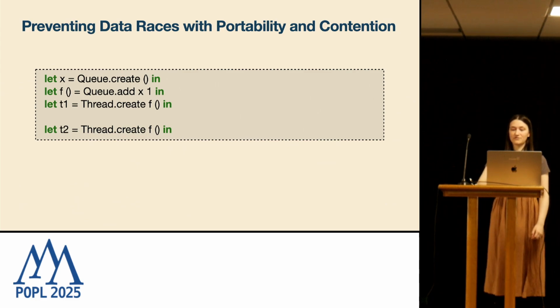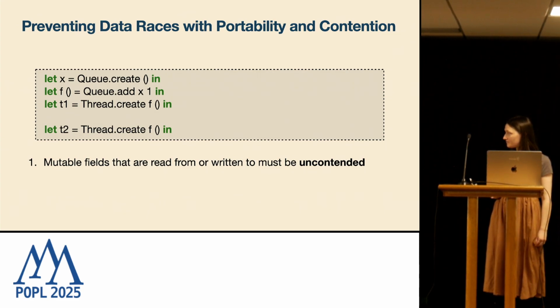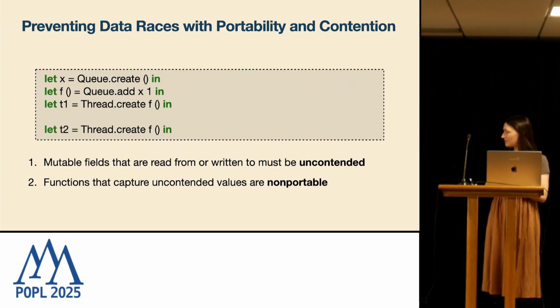And DRFcaml is going to do this with two rules. So first, mutable fields that are read from or written to must be uncontended. And second, functions that capture uncontended values are non-portable.